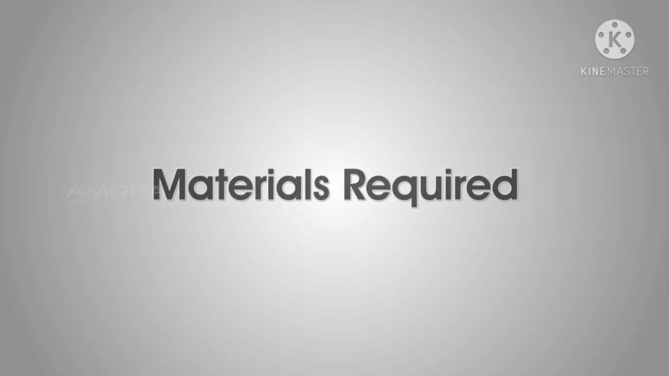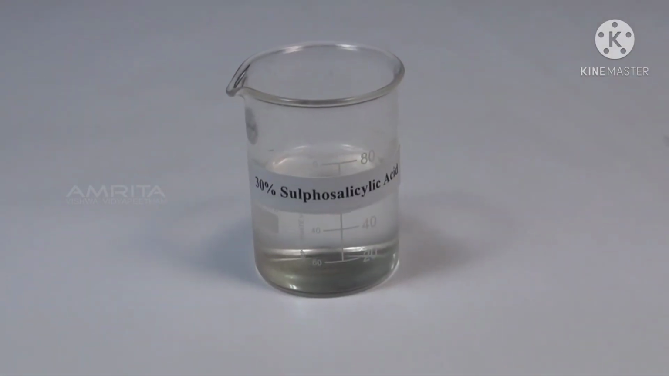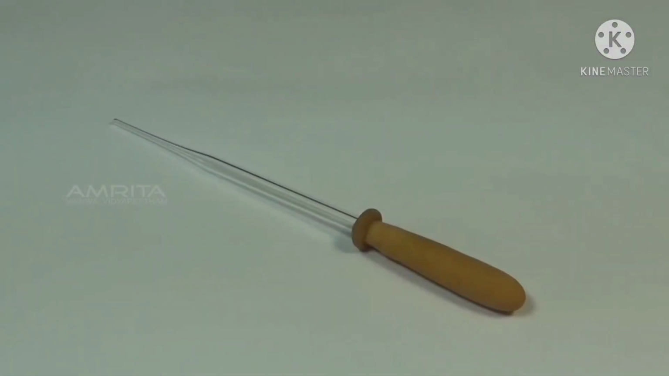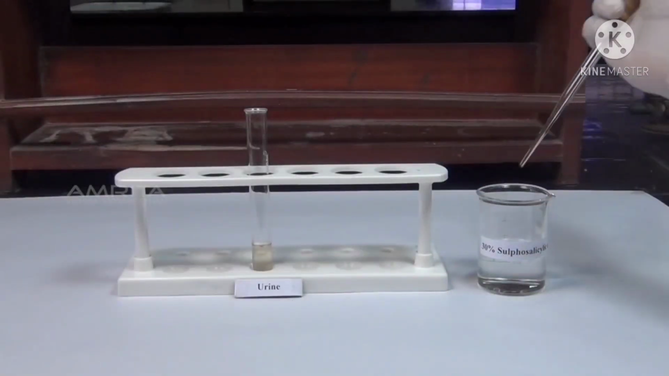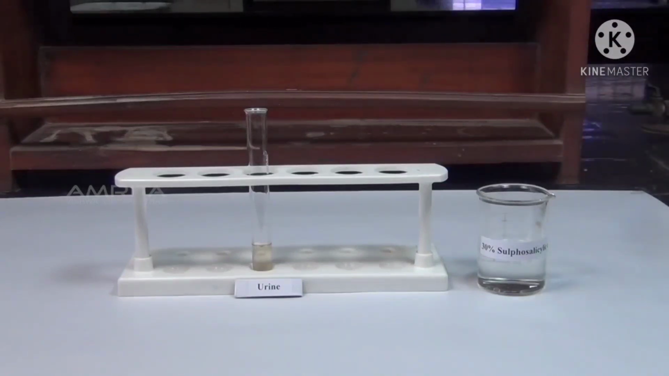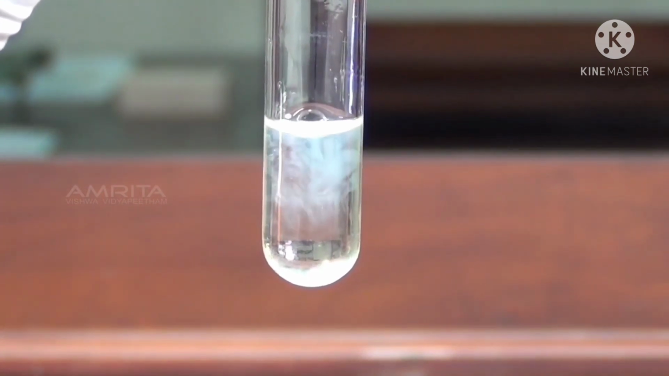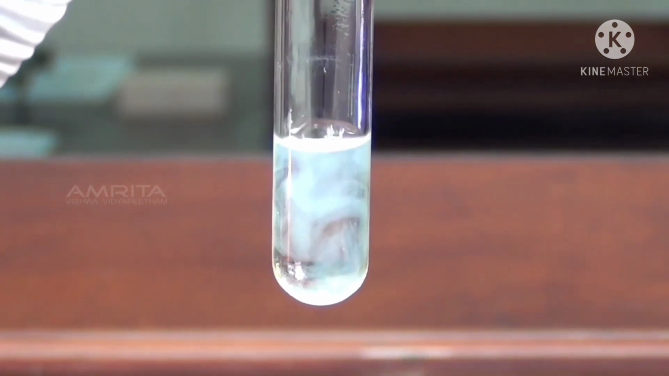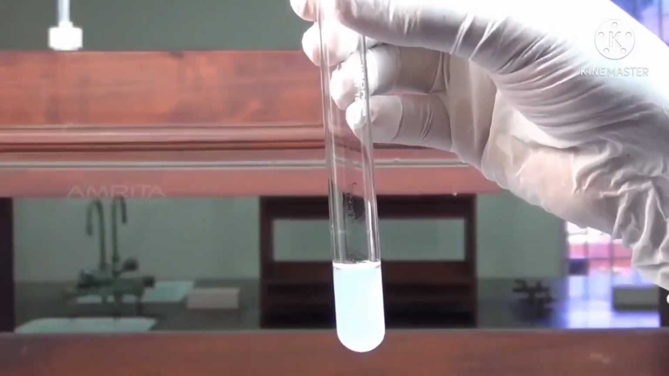Sulfosalicylic acid test. Materials required: urine sample in a test tube, 30% sulfosalicylic acid and a dropper. Procedure: using a dropper, take a small quantity of sulfosalicylic acid. Now, add it to the test tube containing the urine sample. A cloudy turbid solution or precipitate appearing in the solution indicates the presence of albumin in the urine sample.